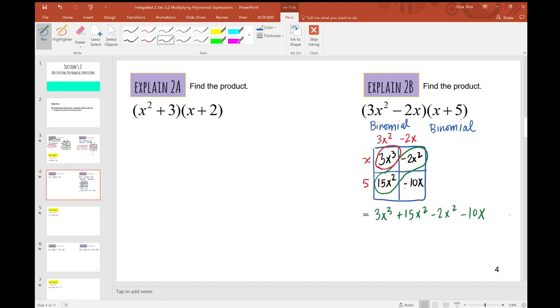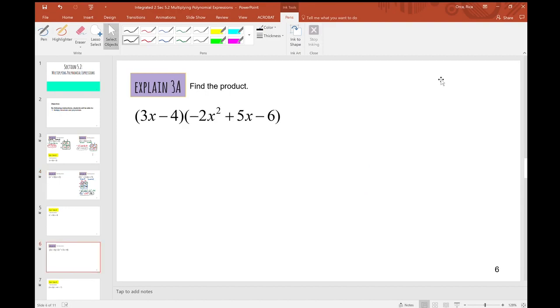Let's combine like terms. That's 3x to the third. 15x squared minus 2x squared is 13x squared minus 10x. And that's our final answer.